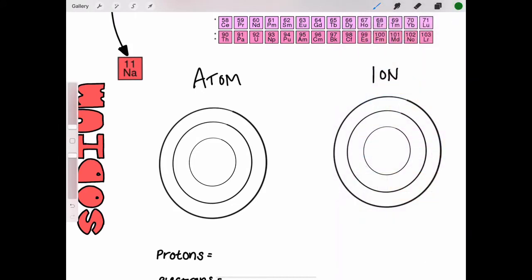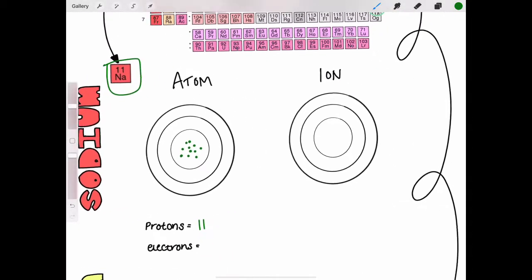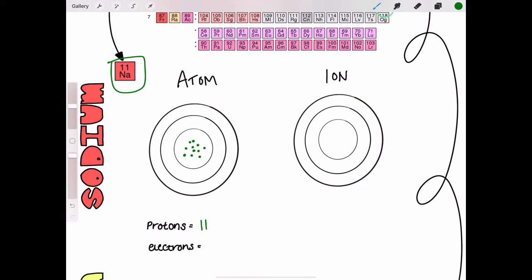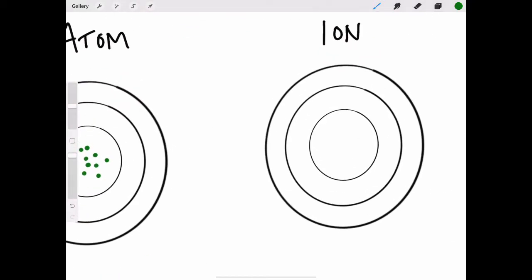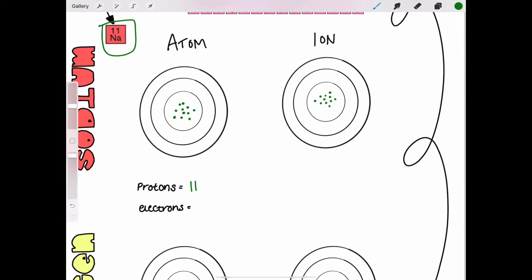I've enlarged this bit from the periodic table here, so we can see that the atomic number of sodium is 11, which will mean that it has 11 protons. So if we go ahead and add them in here, so that number will need to stay the same for the ion as well, because as we know, the number of protons determines the element. So we'll again have 11 protons in there as well.